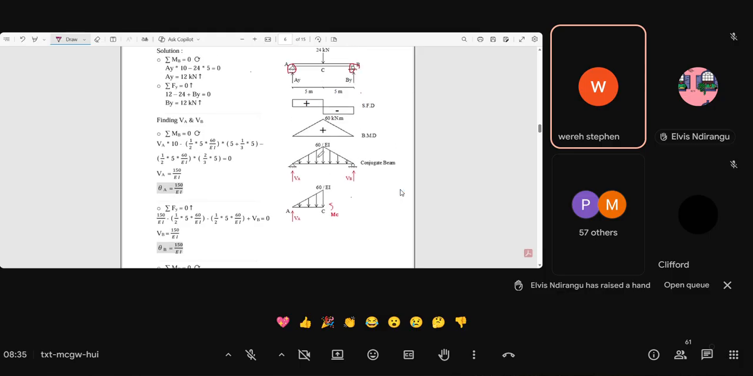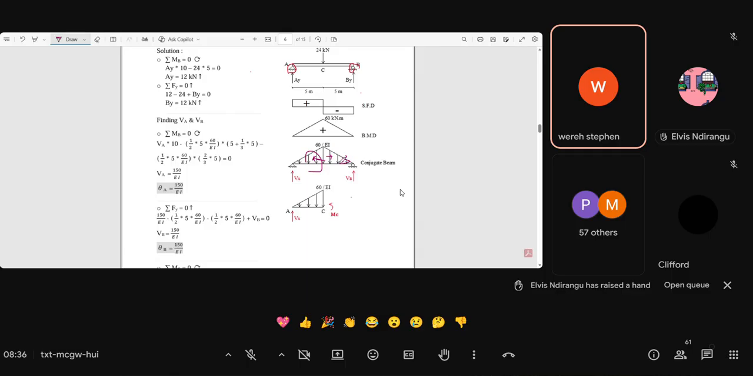VA plus VB is equal to the total of this load. So how do you find the total of this load? Because it is a triangular load, you find the area, just half times base times height. We have two sections, A to C and C to B. So this one is half times 5 times the height, which is 60. From here to here is 5, from here to here is 60. That is the total loading.